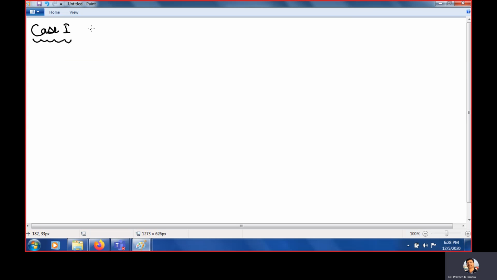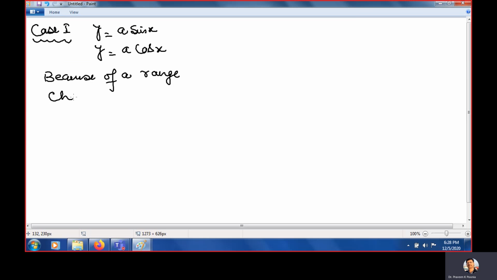And case 1. Please try to understand. Case 1, we are taking y is equal to a sin x and y is equal to, not b, it is a cosine x. If a is there, clear. So what we are changing? Because of a, the range changed. So now previously the range was minus 1 to 1. Now the range is minus a to a. Clear? So we will learn it with the example.